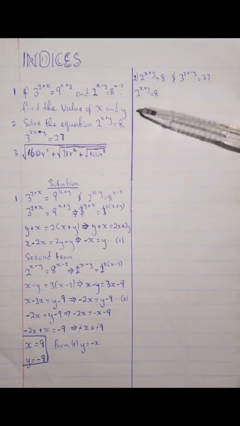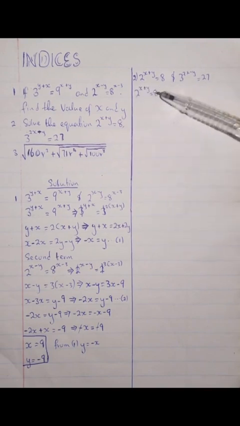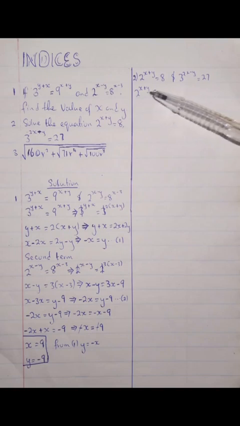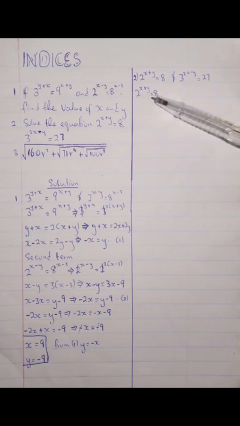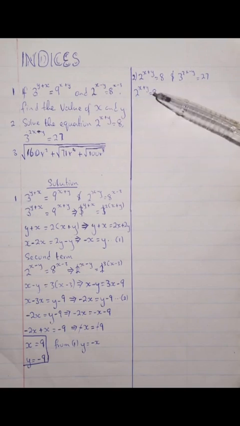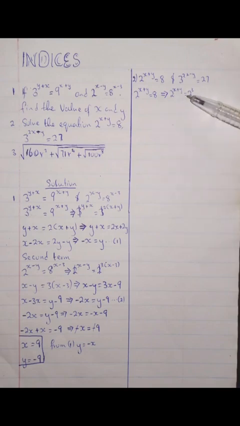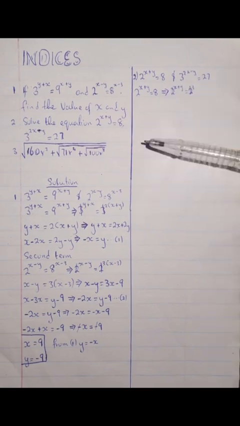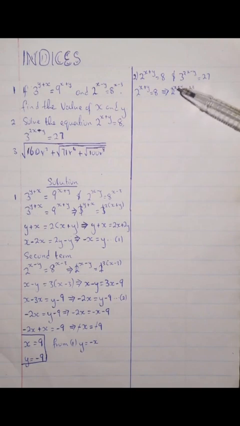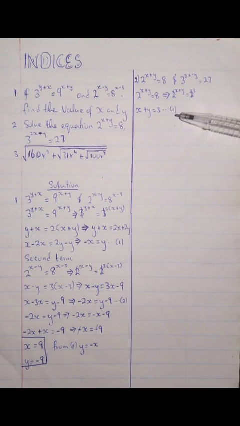Solving for the first term, 2 raised to the power of x plus y equals 8. We express this 8 in terms of 2 so that they will be of the same base. Expressing this 8 in terms of 2, we have 2 raised to the power of 3, and since they are of the same base now, we cancel out. After cancelling, we take what's remaining, which is the powers. So you have x plus y equals 3, and we call it equation 1.